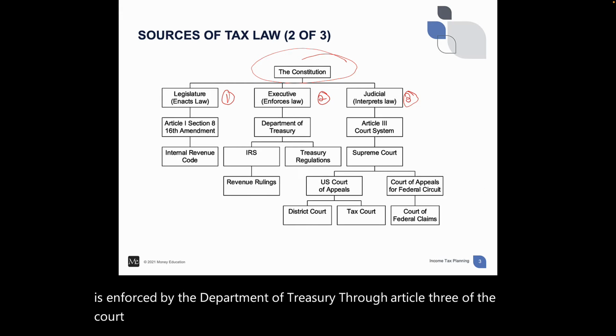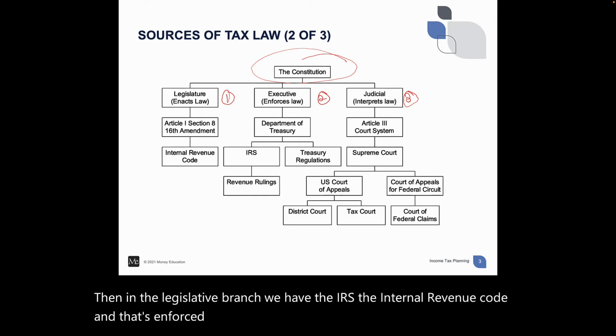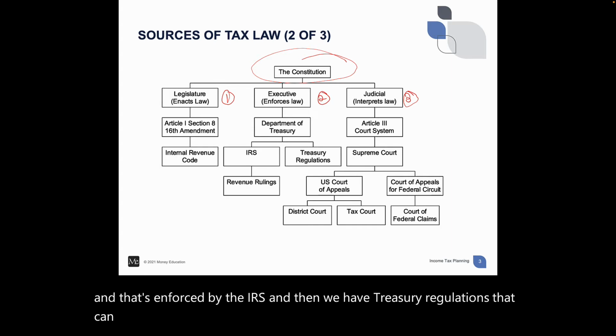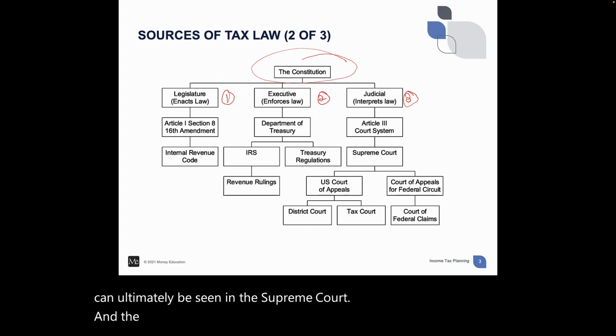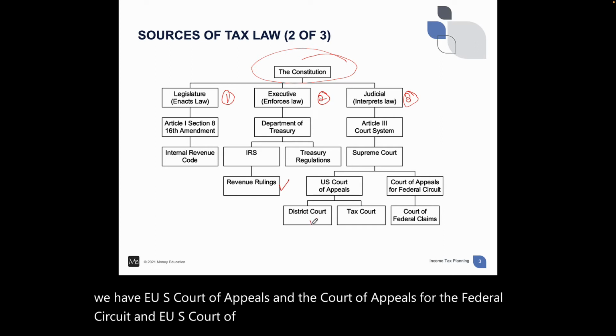Then in the legislative branch, we have the Internal Revenue Code, and that's enforced by the IRS. And then we have Treasury regulations that can ultimately be seen in the Supreme Court. And the IRS gives us revenue rulings. Below the Supreme Court, we have the U.S. Court of Appeals and the Court of Appeals for the Federal Circuit. And the U.S. Court of Appeals gives us our district court and our tax court.